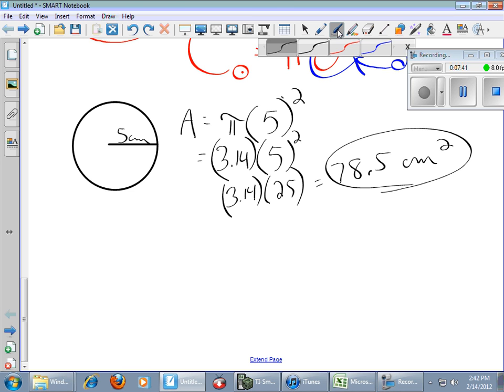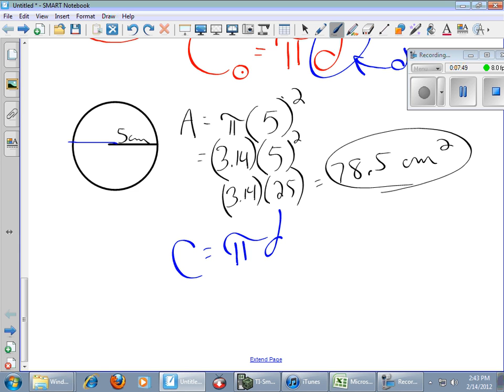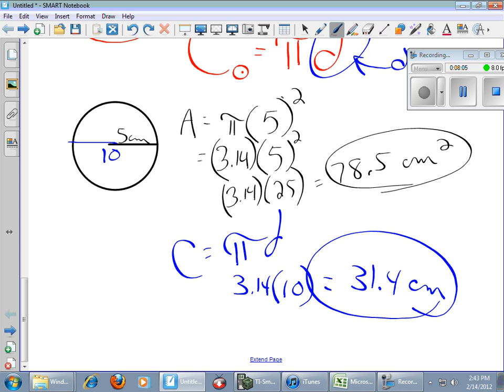To do the circumference, however, I need pi d. All right, and I know if the radius is 5, then the diameter is 10, right? So I'm going to take 3.14 and multiply it by 10, which is really easy to do. That's going to end up being 31 and 4/10 centimeters, and there is my circumference.